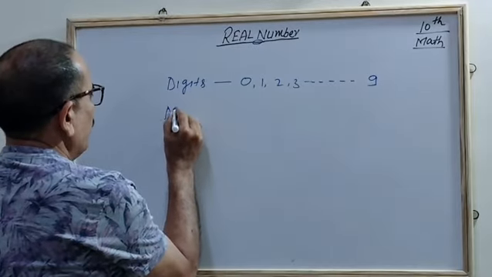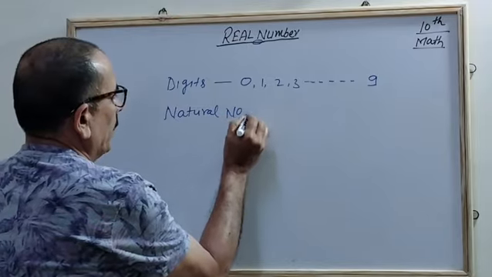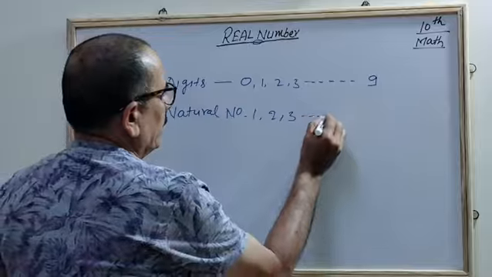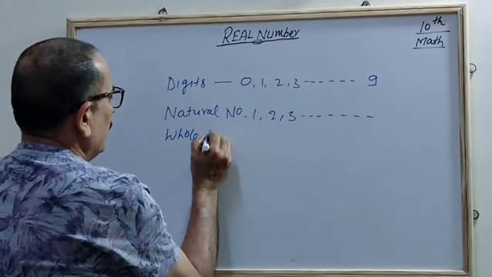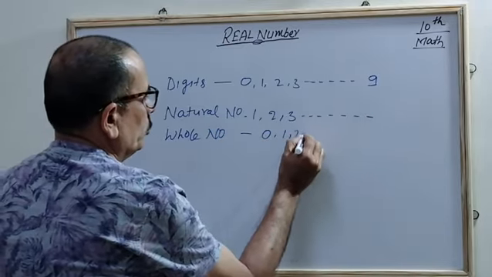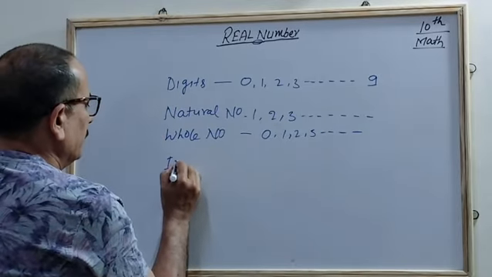The first number we call the natural number, correct? Natural numbers start from 1, 2, 3 like that. The next is the whole number. The whole numbers start from 0, 1, 2, 3 like that, correct? Next is the integer.